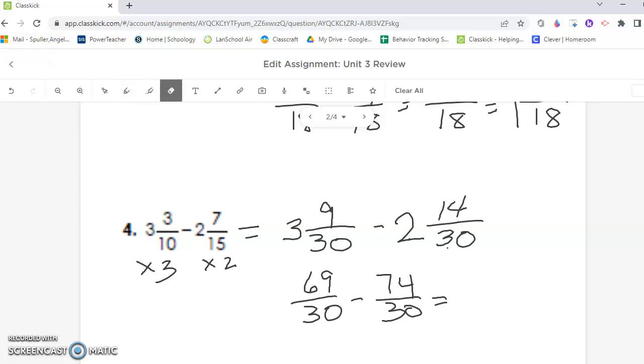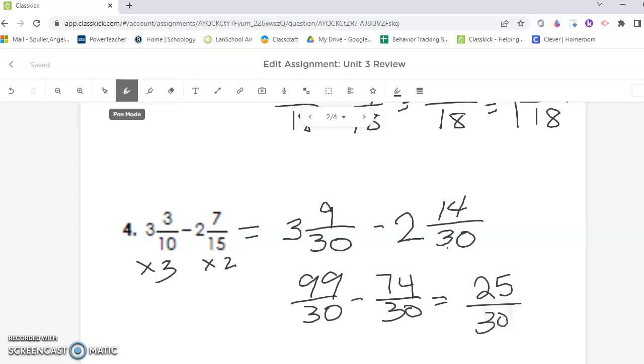No, I completely did this one wrong. I'm like, wait a minute, no, okay. 30 times 3 is 90, plus 9 is 99. Here we go. All right, that's going to give me 25/30 left. I can simplify it by dividing both by 5 and get 5/6.